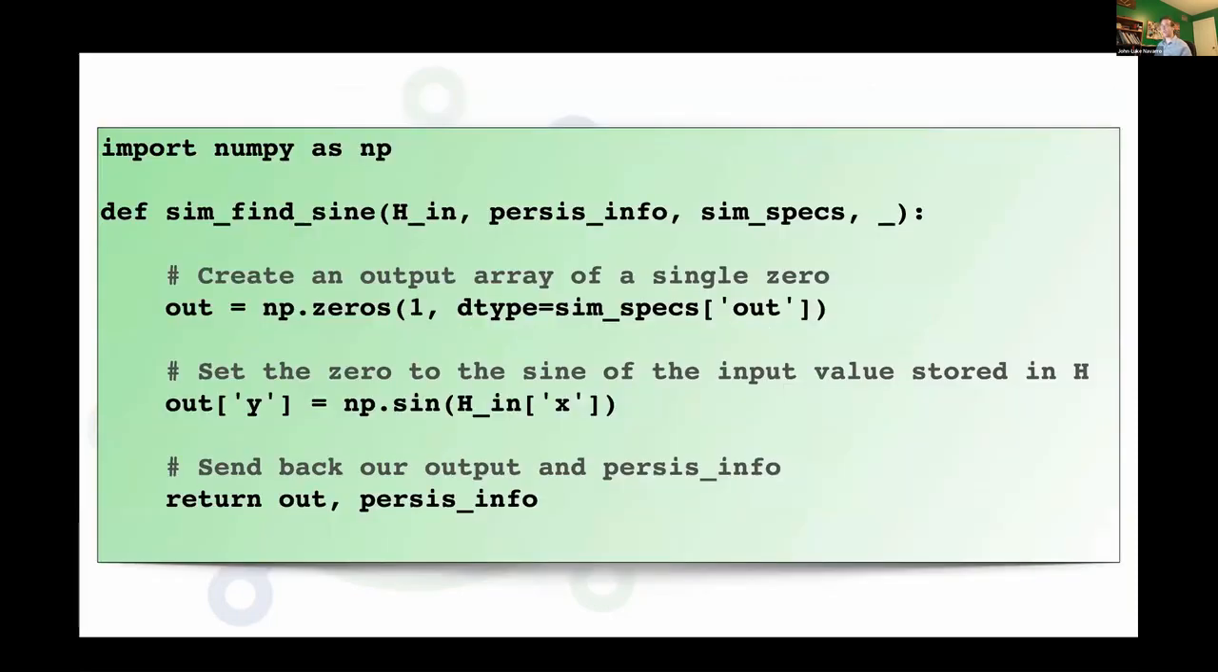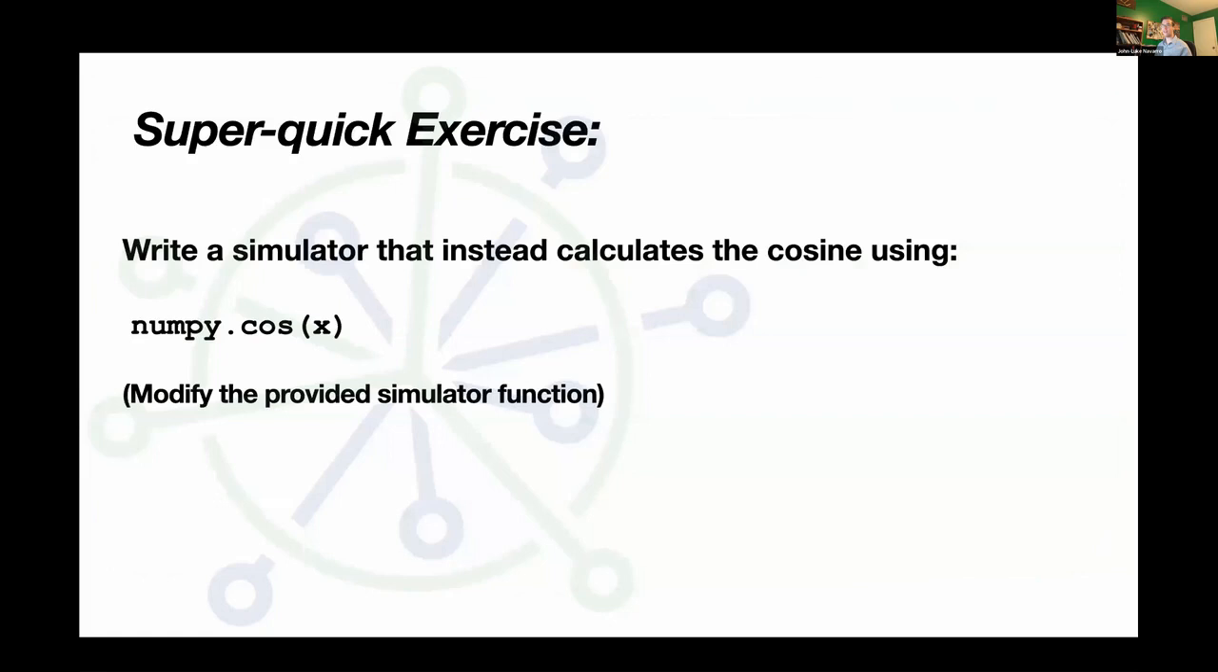Based on this interface, we've written another very, very, very simple function. This simulation function creates an output NumPy array with a specified output data type from the specification dictionary, and then assigns the Y field in the output array to the sign of the value contained in X in the input array. Then just like in the generator function, the output array and persistInfo are returned.